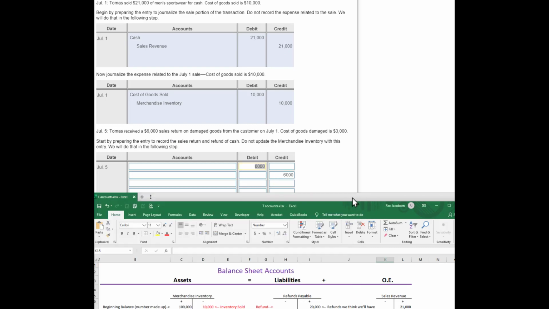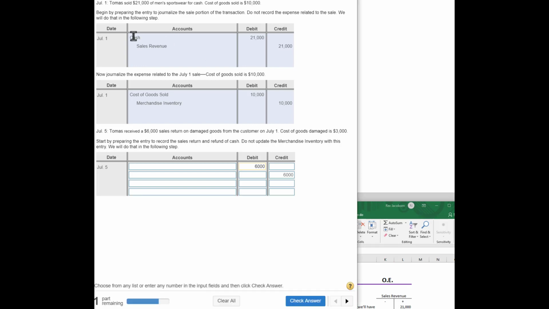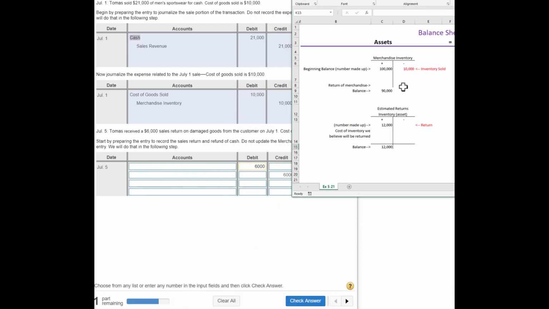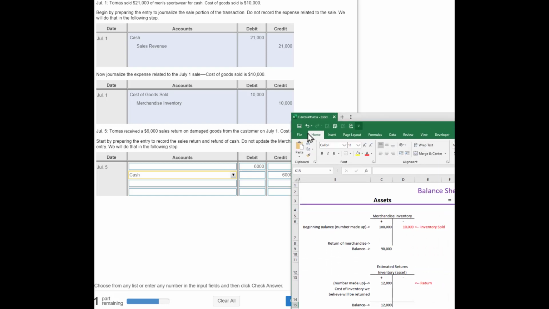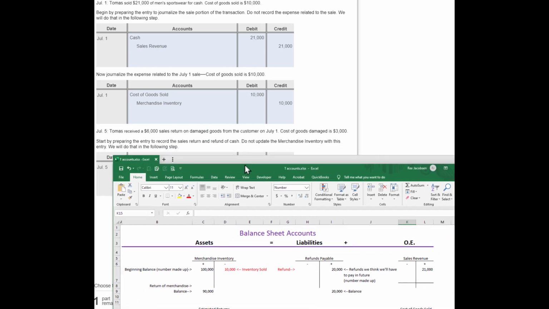So let's see. Well, first of all, let's start with cash. Since they paid cash for it, we have to refund cash. What's happening to cash? Well, cash is an asset, and assets go down with a credit. So the credit account has to be cash. Okay, so we know whatever the other account is, it has to be a debit. So remember, we're going to refund this customer $6,000.